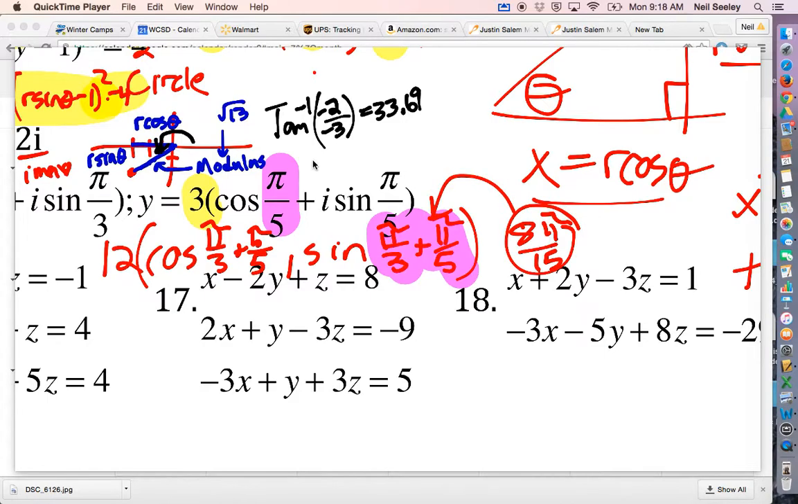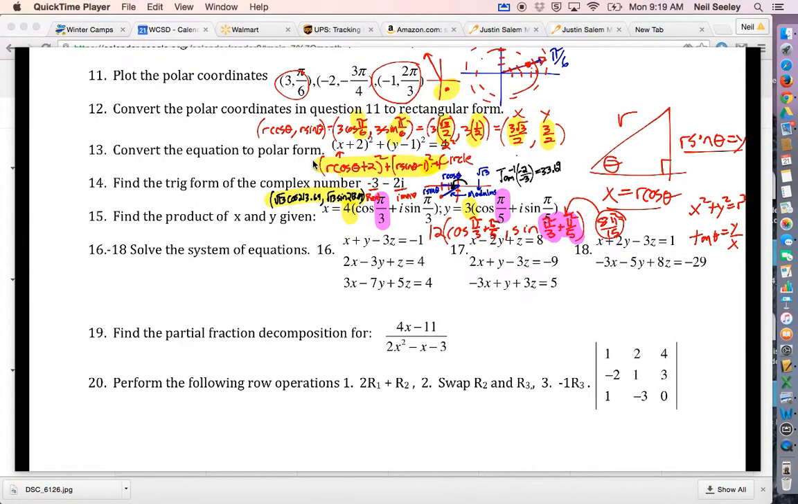Now, down below, find the product of x and y. Did it. Now we're solving systems, so we're transitioning into a different topic. I'm going to pause this video and start a new one, and then we'll go from there.